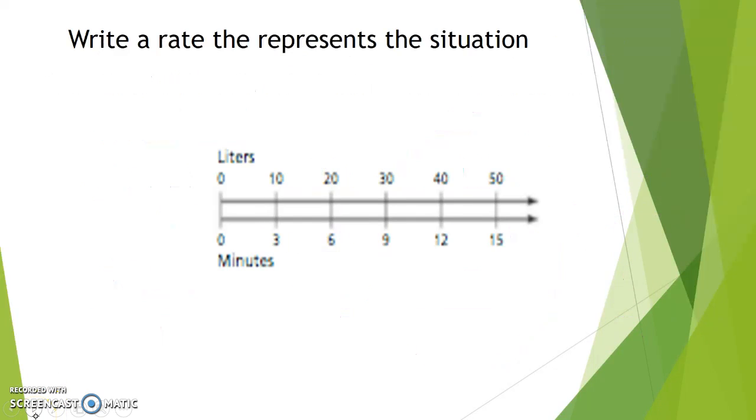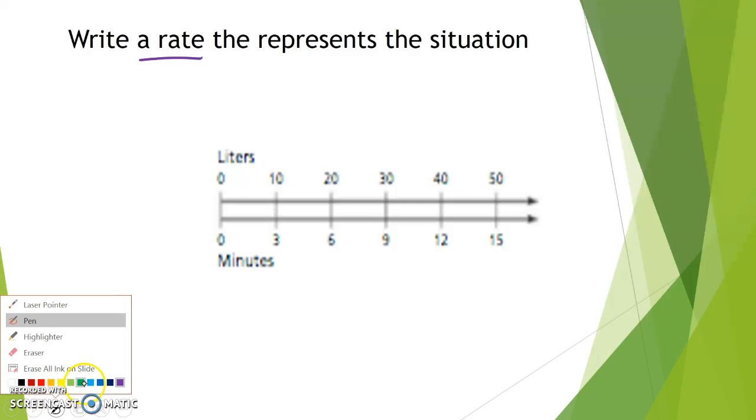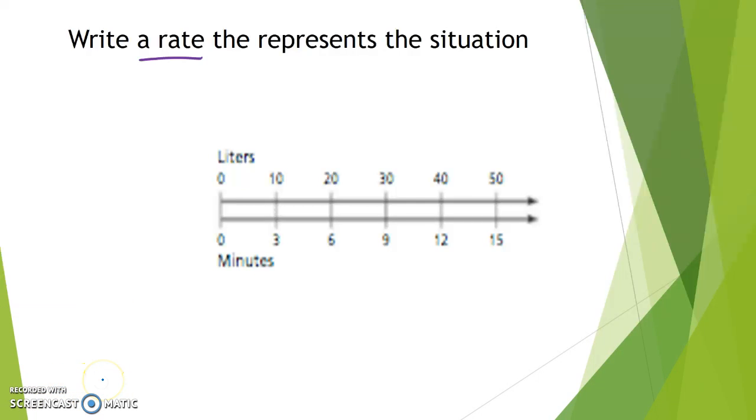Here it says write a rate, just one, that represents the situation. So here what we have to remember is we have to pick numbers that are lined up. So we need our labels liters and minutes. That's important. And then you can honestly pick any of these lined up numbers, not our 0, 0. We don't want to use those. But I'm just going to randomly pick this.